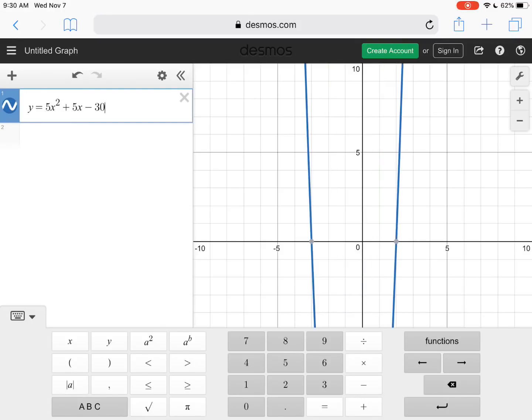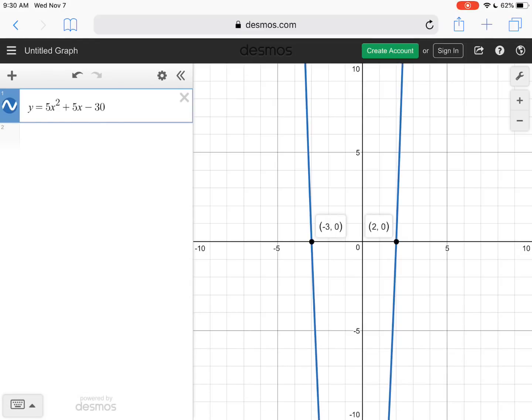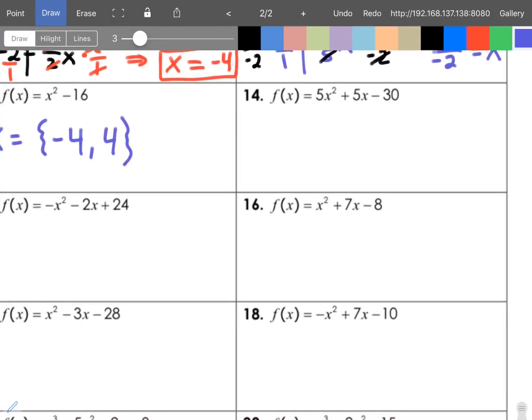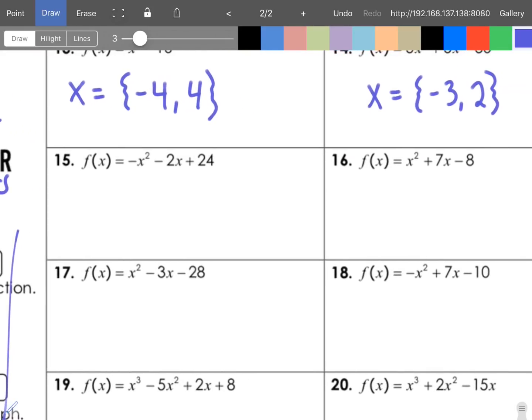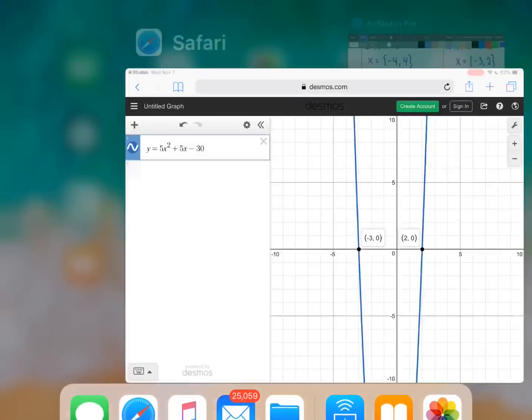Now, put your mouse over the gray circle that you see and it'll come up. So you'll be able to see that that's negative 3 and 2. So what are my zeros of this function? Negative 3 and 2. Always least to greatest. Next one.